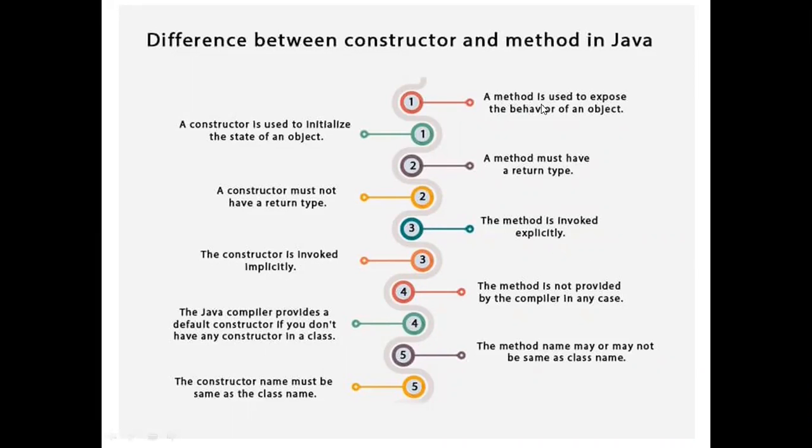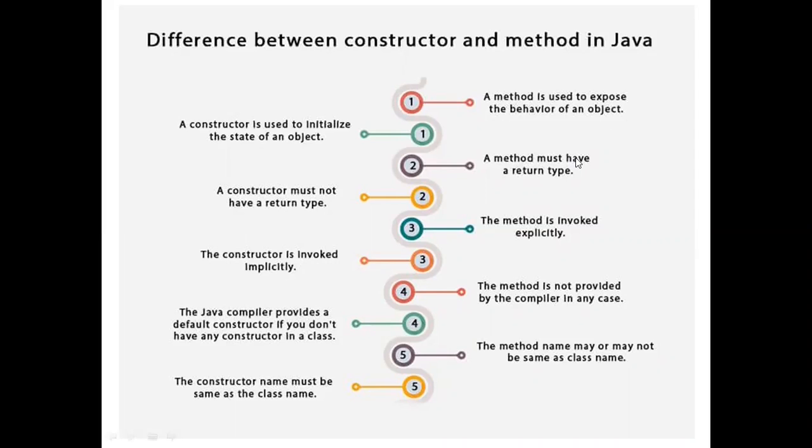Okay. So a method is used to expose the behavior of an object. We have seen that volume is the method. We need to find the volume of the box. That was possible through method. A method is used to expose the behavior of the object. A constructor is used to initialize the state of the object. So when I want to initialize the instance variables of the object, the variables are the state of the object, we can say, then we use the constructor.